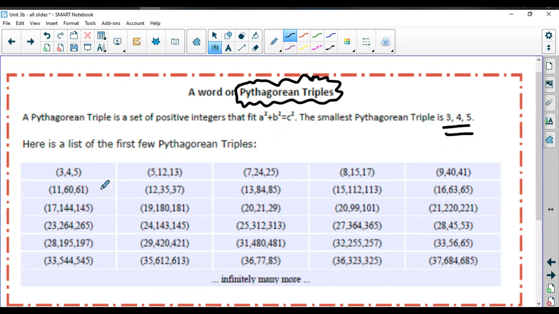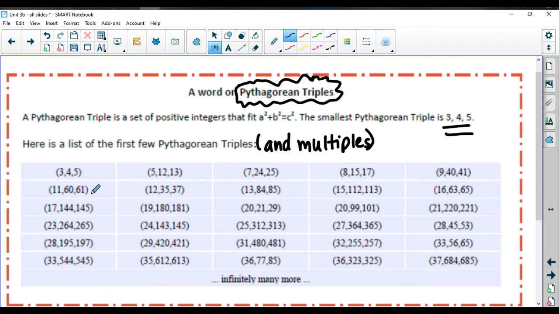So the cool part is, while we can have 3, 4, 5, we actually have all the multiples of 3, 4, 5. So if we double them all, we can have 6, 8, 10. And you'll notice that that does not show up on this particular list. So all the multiples of these. Let's add that on here to our list. So 3, 4, 5, 6, 8, 10, and if we tripled it, we would have 9, 12, 15. Those are all actually triples as well.